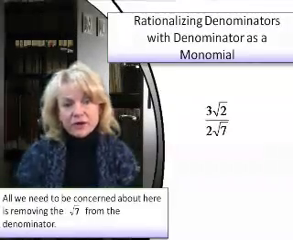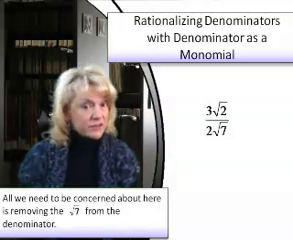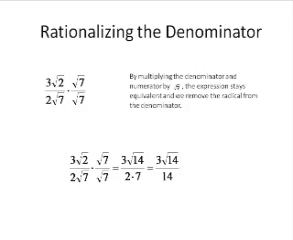Again, the denominator is a monomial. We're only concerned with the square root of 7, not the factor of 2. If we multiply the numerator and denominator by the square root of 7, the radical is no longer in the denominator. You will never be able to completely remove the radical. Just move it from the denominator to the numerator.